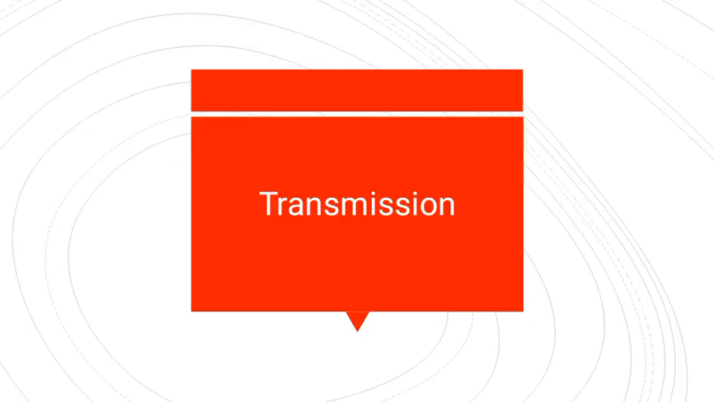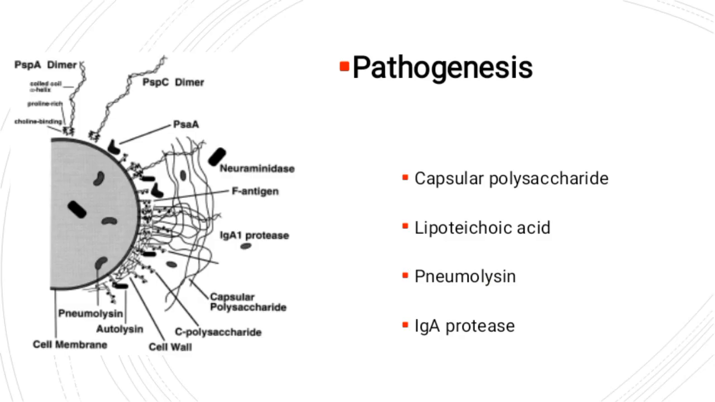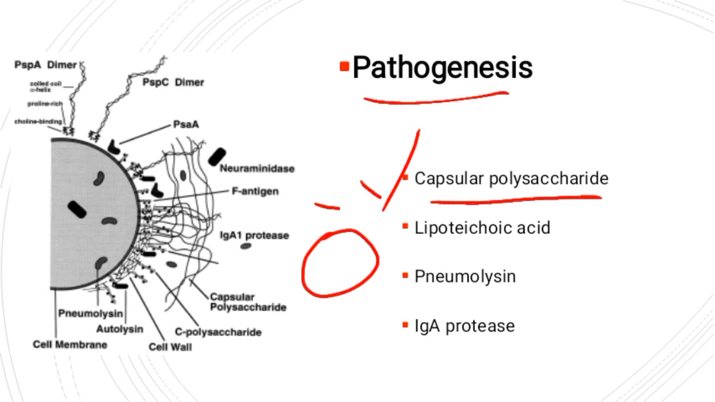Strep pneumonia is the normal flora of the oropharynx. But how can it cause disease? Let's learn about its pathogenicity. Pathogenesis means the way the strep pneumonia causes disease. Number one, it contains virulence factors. The number one virulence factor is the capsular polysaccharide. Remember, this polysaccharide capsule has a negative charge.